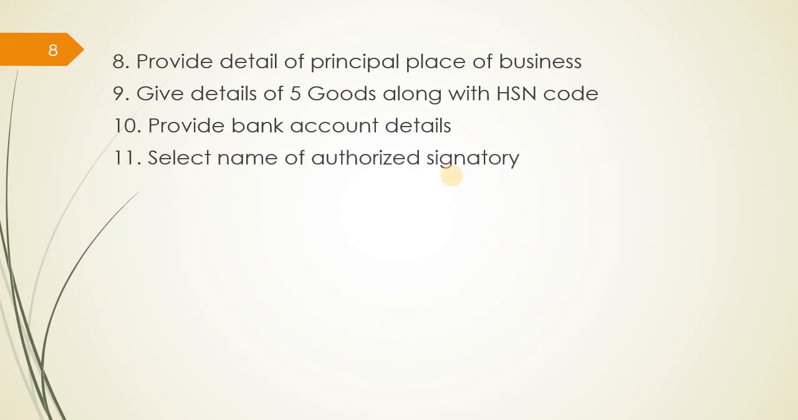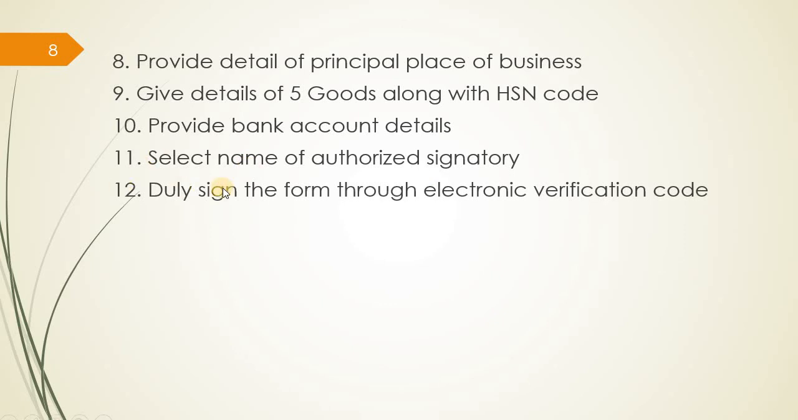The next one is the 11th one, select the name of authorized signatory. Authorized signatory in the sense who is filling this form. That person's name has to be written. Then also the place where you are signing this registration form has to be written. Once the name of the authorized signatory is written, then you have to duly sign the registration form through electronic verification code. As we fill our income tax form, same way here also the registration form will be duly signed by electronic verification code. So this way we can get registration done in the GST website.